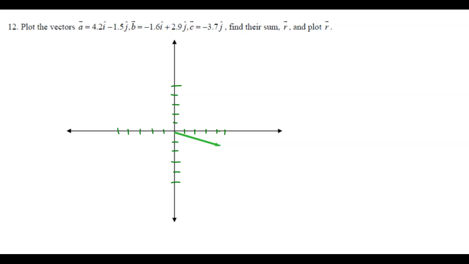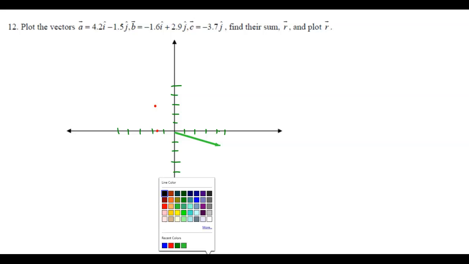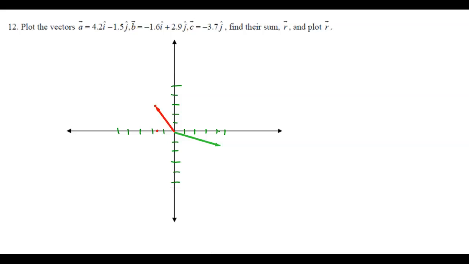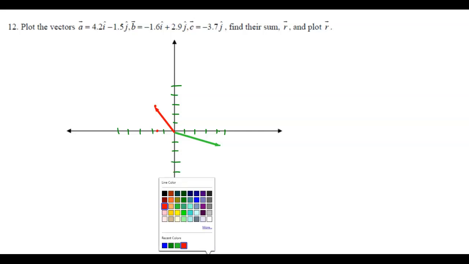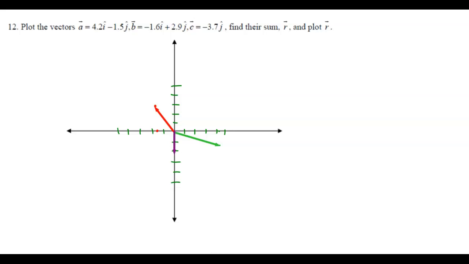Vector B, you'll notice, is negative 1.6, so about right in here. And then it goes 2.9 in the j hat direction, so almost right about here. So that vector is going to go from where you start to where you end. So it's going to look something like that. Now C is just straight negative 3.7 in the y direction. So we are going to go straight 3.7 down. So it's 1, 2, 3, about 0.7 right there.